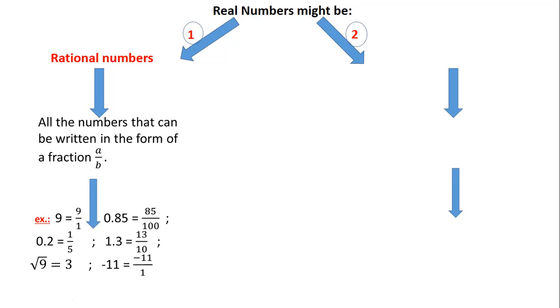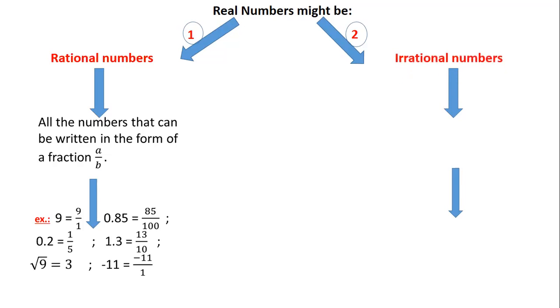0.85 is a decimal number. It can be changed into a decimal fraction, 85 over 100. 0.2, it can be changed into a fraction, 1 over 5. 1.3, it can be changed into a fraction, 13 over 10. Radical 9, it is 3, so it is 3 over 1. Negative 11, it is negative 11 over 1. So all of these are called rational numbers.